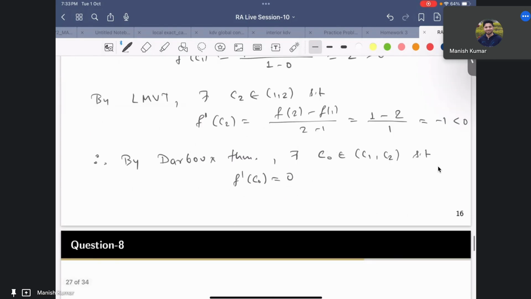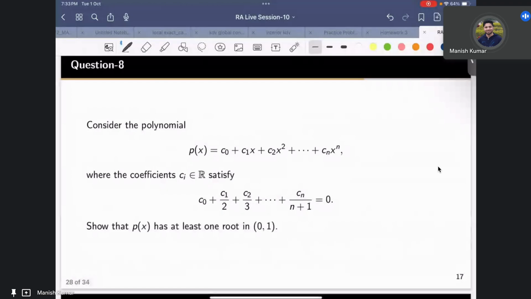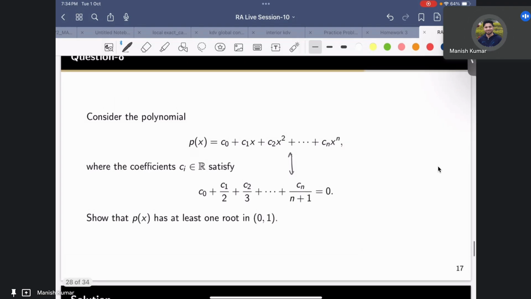Okay, so now let's look at this problem. Can you find some relation between these two things? Let me first tell you the question. This is an nth degree polynomial, and the coefficients satisfy this property. Then you have to show that p(x) will have at least one root. My question is, can you see some relation between these and this?